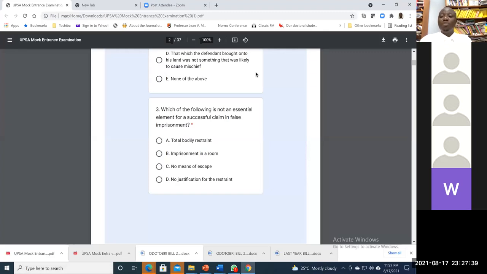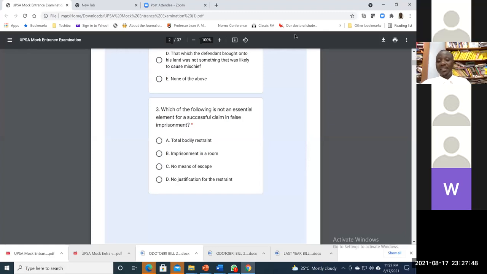It's not only putting the person in a room alone. So what is most important is that you've delimited the boundary, like the space, beyond which the person cannot move, and then that is a false imprisonment.